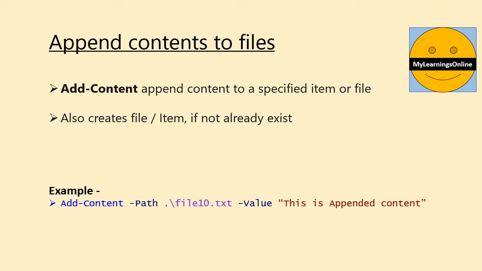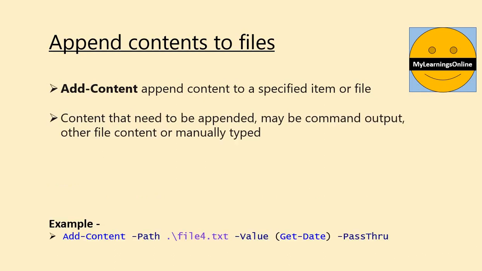In this example, we are trying to add contents to a file that is mentioned under the path parameter. The file name is file10.txt, which doesn't exist already. So this command will create the file and will add the contents specified under the value parameter to the file.